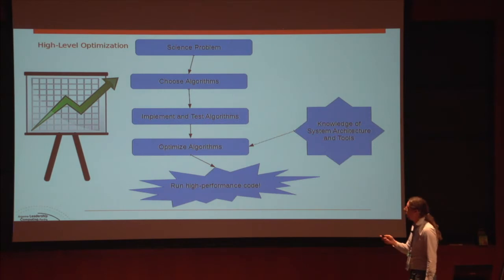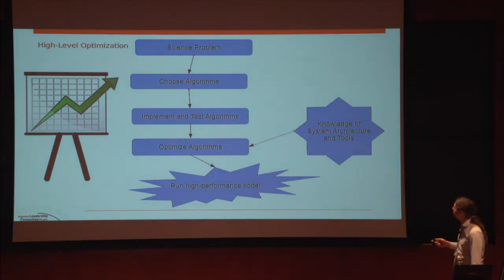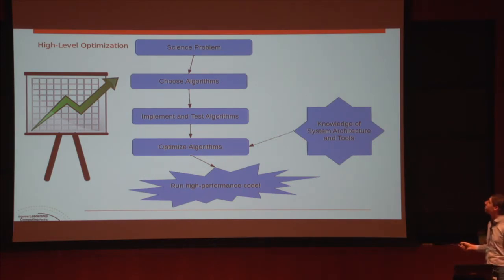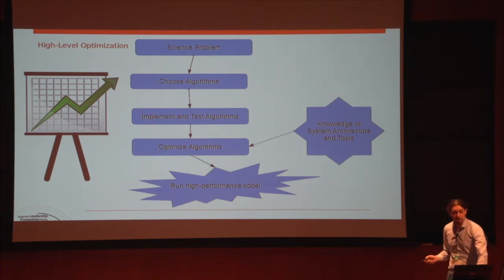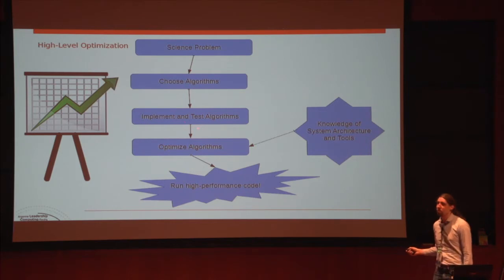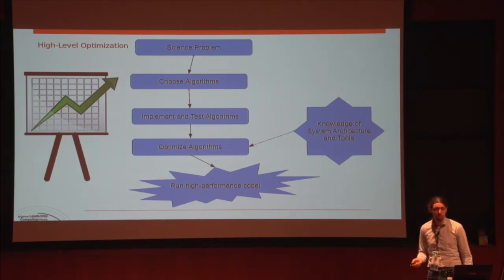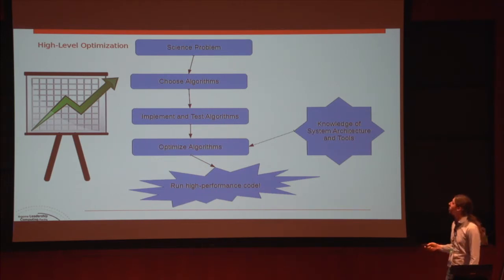Generically, here's the idea most people have about what it means to optimize code. First we start with some science problem, then we do some numerical analysis and choose some set of algorithms, and then we implement and test those algorithms. Hopefully we test the algorithms. Then we optimize the code using some knowledge of the system and tools, and then we get to run our nice new high-performance code.